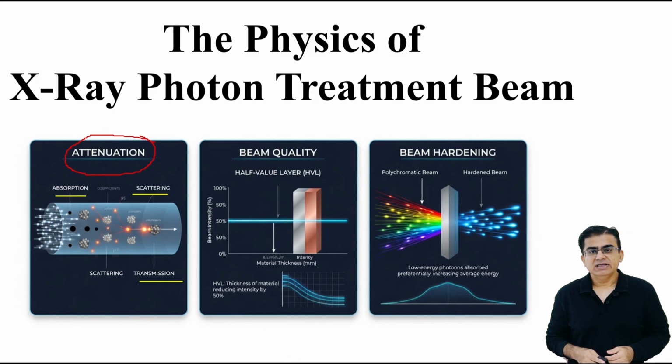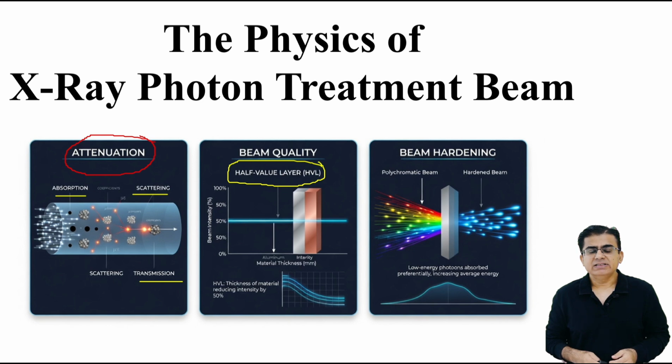Second, we will discuss the penetrating power of an X-ray photon beam. We will learn how to accurately measure this beam quality using the half value layer, which we simply call HVL.